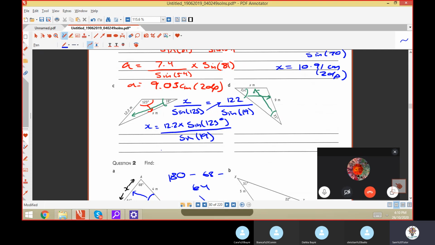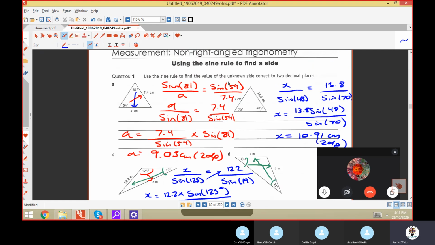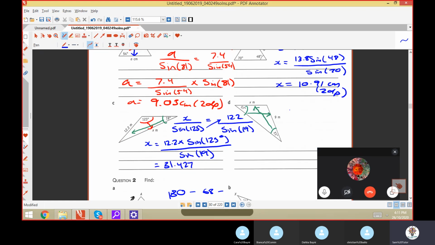12.2 sine 123 degrees all over sine 19. We get 31.427. Yeah, they wanted 2 decimal places, so you just approximate it. Approximately 31.43 meters (2dp). Any questions there?